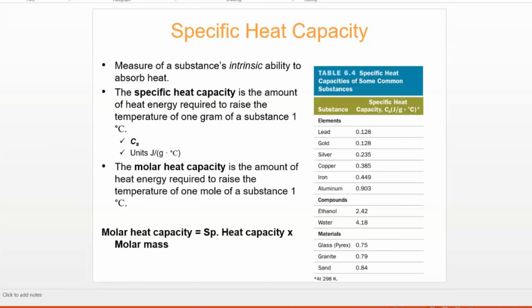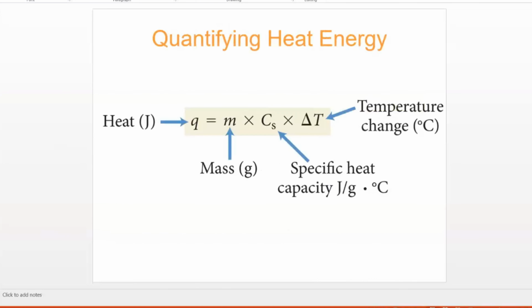We also have the molar heat capacity, which can be factored in the molar mass. So we can take the molar heat capacity, which equals the specific heat capacity times the molar mass. So we know that it is the amount of heat energy required to raise 1 mole of substance by 1 degree. And we can use this molar heat capacity, and we can use the heat capacity in general in this equation. So Q, which is the heat of the object, equals the mass of the object times the specific heat capacity constant, which will be given, times the change in temperature.